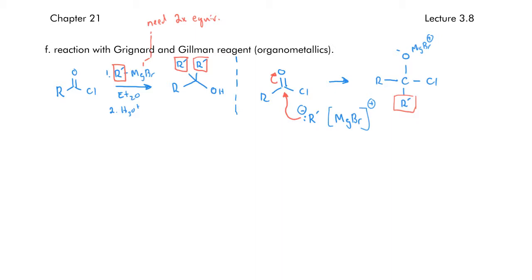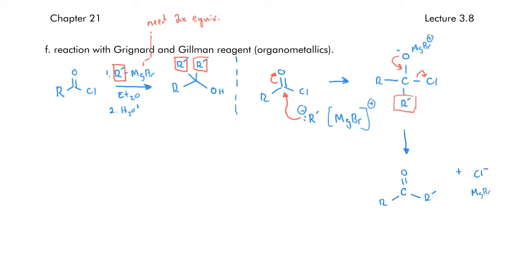And what always happens to tetrahedral intermediates? Well, they always collapse to kick off a leaving group, and that's what happens in the next step. The pi bond reforms, and the chloride gets kicked out. So what is the result when that tetrahedral intermediate collapses and kicks off the chloride? The result is a ketone.